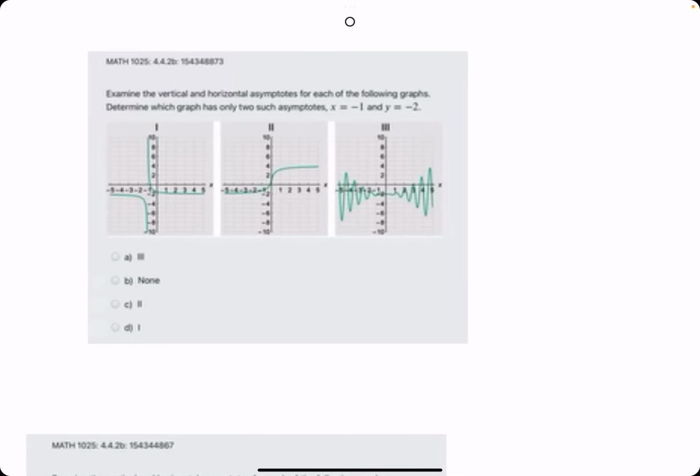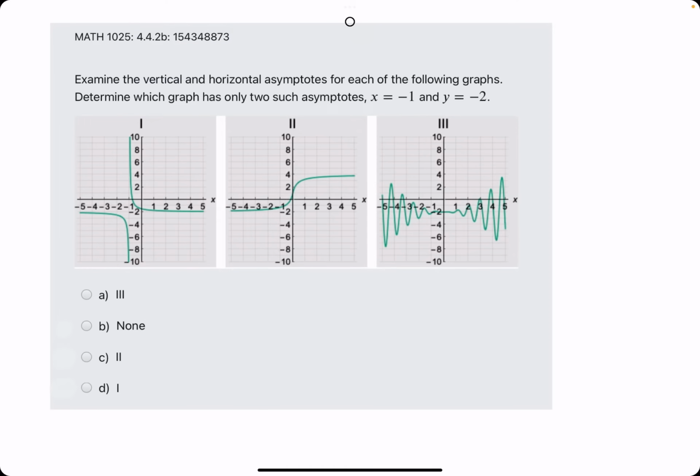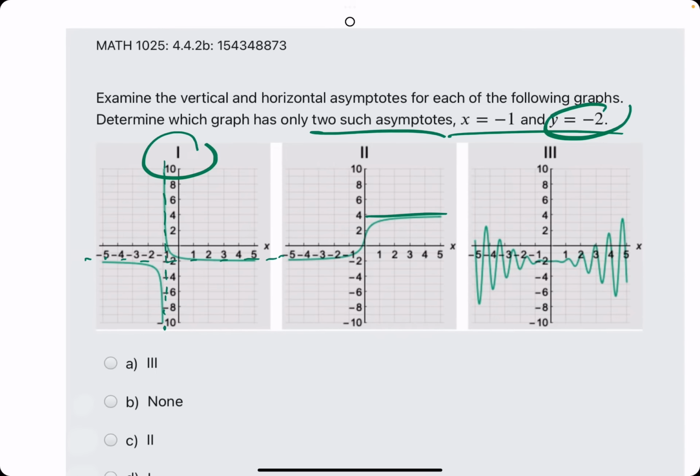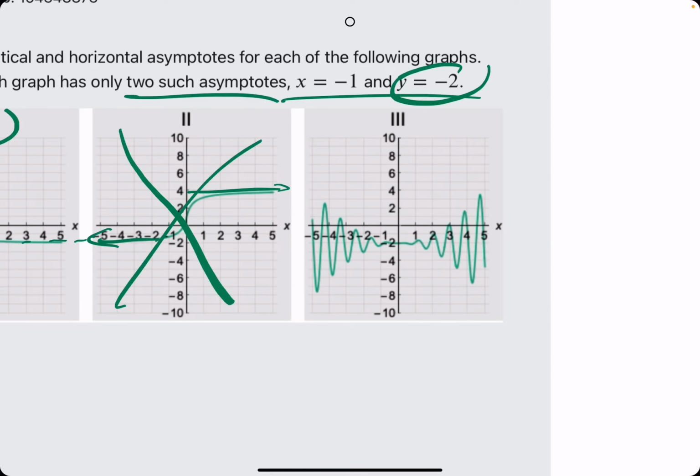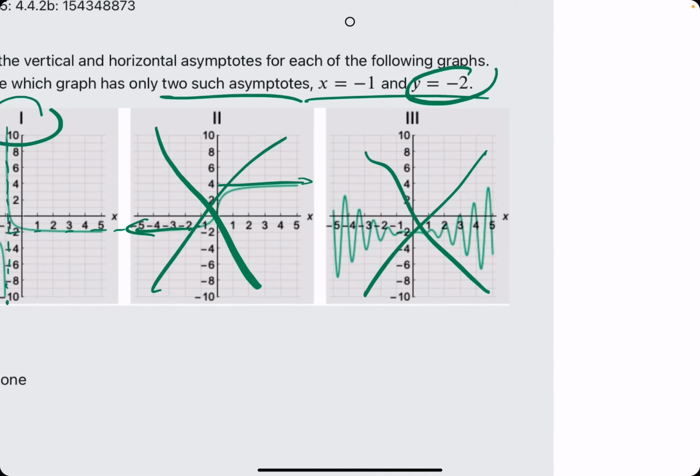Let's do 2 more examples. We're looking for a graph that has 2 asymptotes, a vertical one at -1, and a horizontal at -2. All right, 1 looks pretty good. Can we eliminate the others? It looks like 2 also has a horizontal at 4, in addition to the horizontal it does in fact have at -2, but we don't want one at 4. And then 3 doesn't have any asymptotes. So it looks like number 1 is our answer.